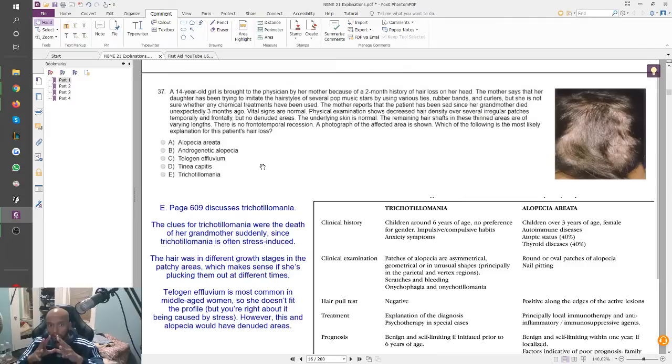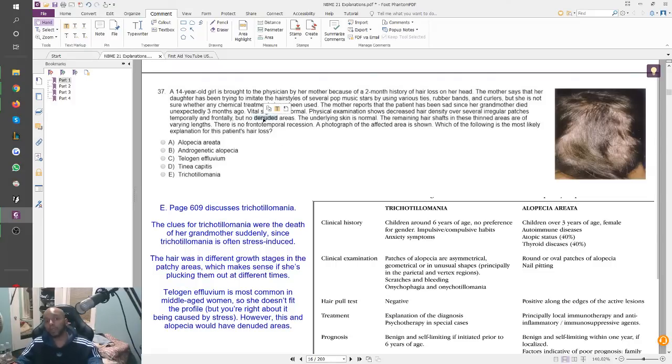temporally and frontally, but no denuded areas, right? No denuded areas. The underlying skin is normal. The remaining hair shafts in these thinned areas are of varying length. There is no frontotemporal recession, which would be the male pattern balding. A photograph of the affected area is shown. Which of the following is the most likely explanation for this patient's hair loss?